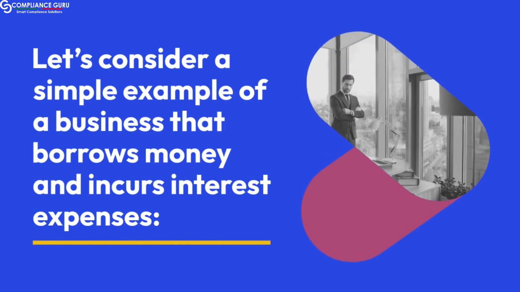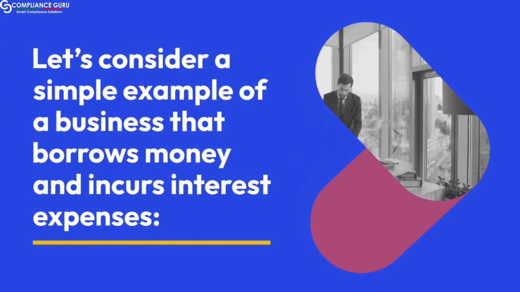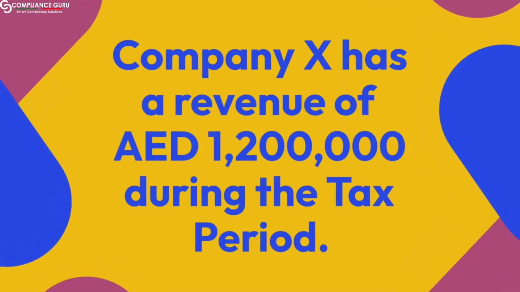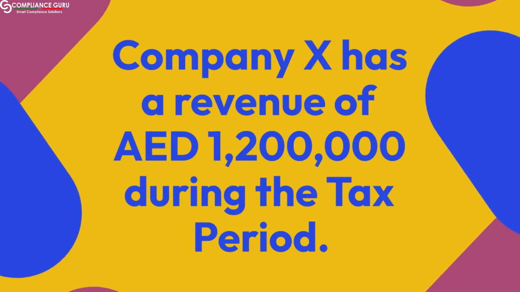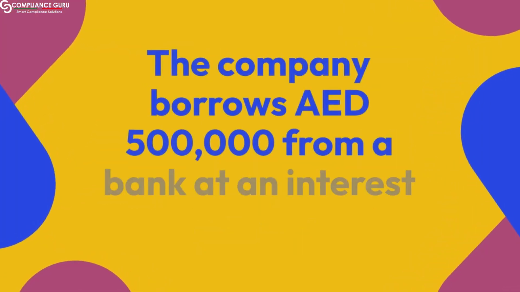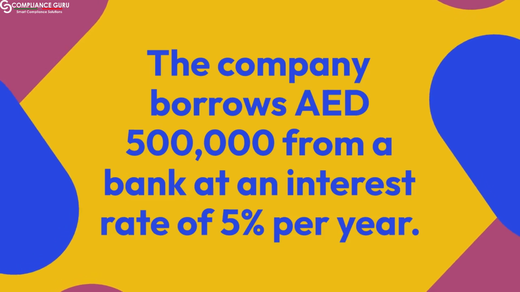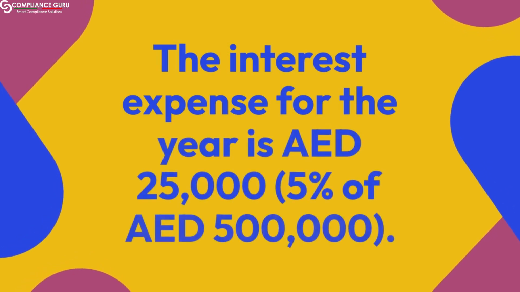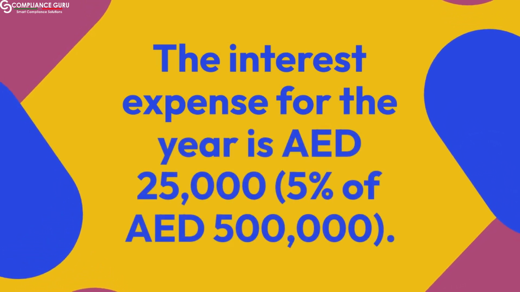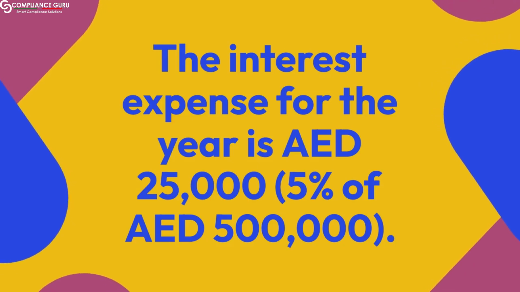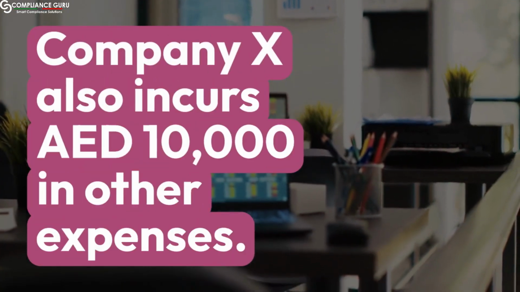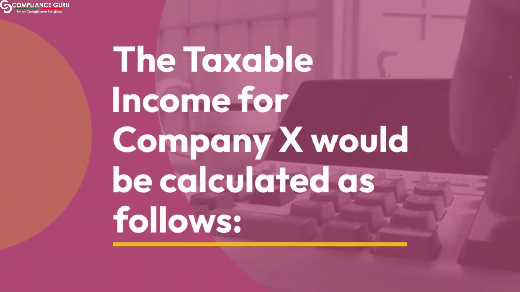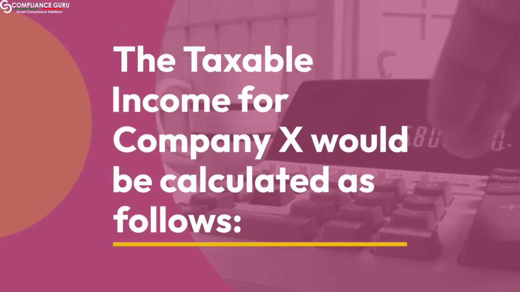Example: deducting interest expenditure. Let's consider a simple example of a business that borrows money and incurs interest expenses. Company X has a revenue of AED 1,200,000 during the tax period. The company borrows AED 500,000 from a bank at an interest rate of 5% per year. The interest expense for the year is AED 25,000, 5% of AED 500,000. Company X also incurs AED 10,000 in other expenses. The taxable income for Company X would be calculated as follows.